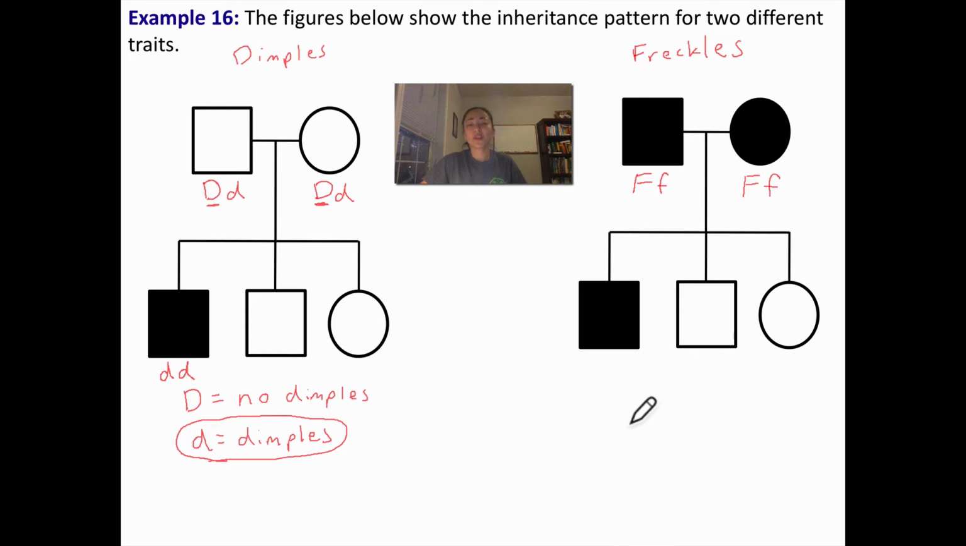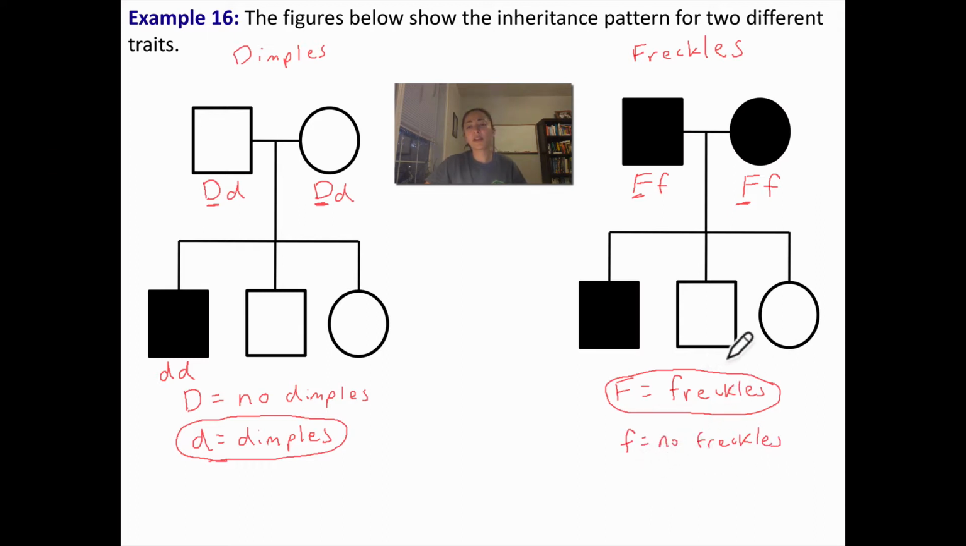So what do we know? Let's make a little key. Big F would have to equal, well, since both the parents are expressing the big F, what do they look like? Well, they have freckles. So big F equals freckles. Right away, we know then that freckles has to be caused by the dominant allele. Little f would equal no freckles. So not having freckles is caused by the recessive allele.